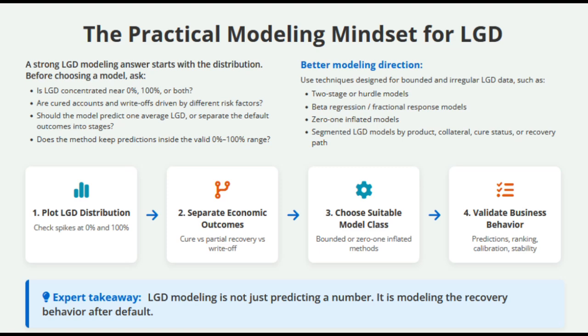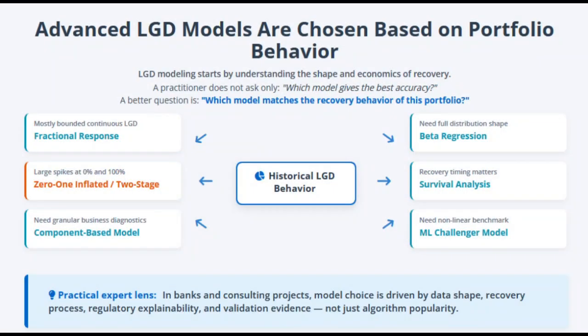So you should first plot the LGD distribution and separate the economic outcomes. Choose a suitable model class and then validate with the business behavior. The key takeaway is that LGD modeling is not just predicting a number, it is modeling recovery behavior after the default. Now let's get into the actual models used in the Big Four consulting and top tier banks.